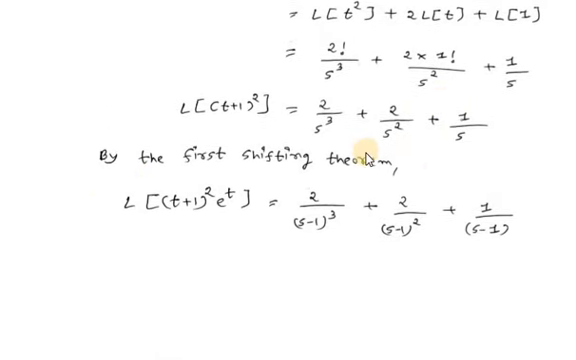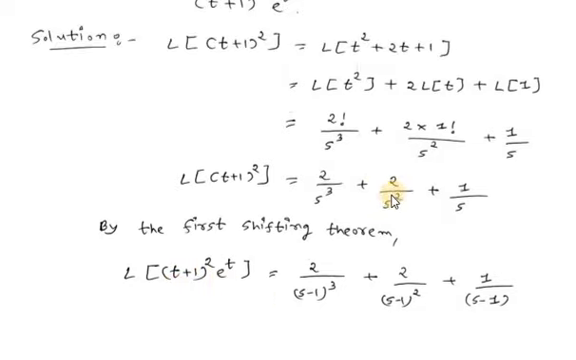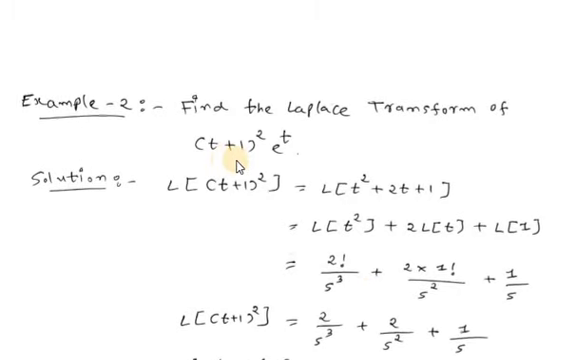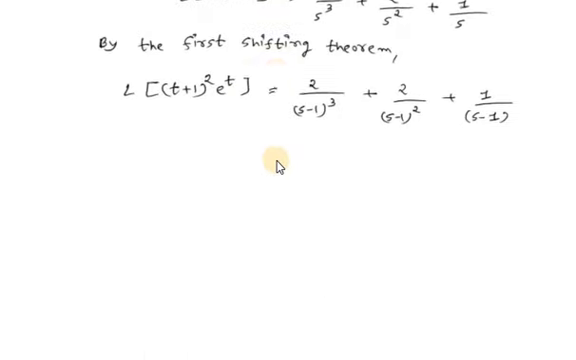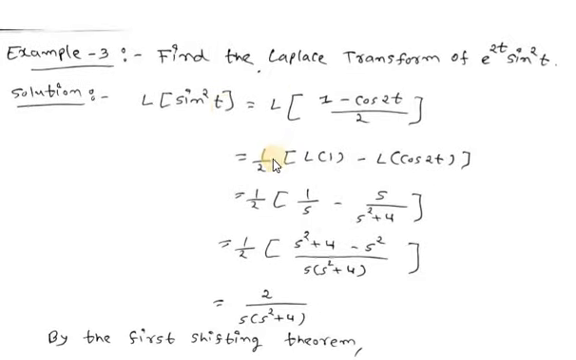Now by first shifting theorem, Laplace of t plus 1 the whole square e raised to 1t, what we have to do in this function, we have to replace s by s minus 1. So the result is 2 by s minus 1 the whole cube plus 2 over s minus 1 the whole square plus 1 over s minus 1. So this is the final answer of Laplace transform of t plus 1 the whole square into e raised to 1t. Now we will see example number 3.